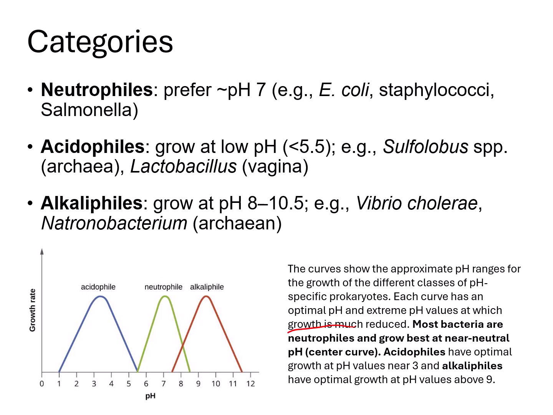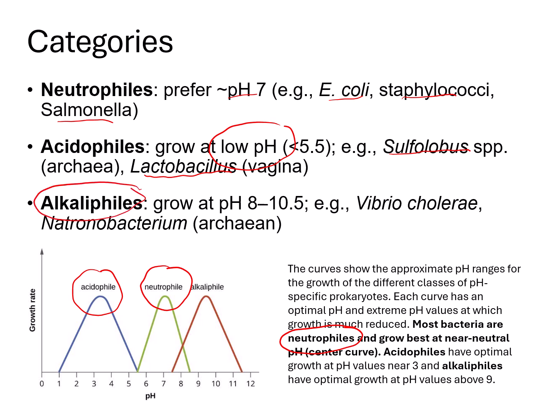Most bacteria are neutrophiles and prefer or grow best at a neutral pH. These include E. coli, Staphylococci, and Salmonella. Some bacteria are acidophiles. They grow best at a low pH, such as around pH 3, such as the Archaeon Cephalosphaera, or Lactobacillus that we find in acidic foods or even in the vagina. For alkalophiles, they grow best at a basic pH, and these include Vibrio cholerae or another Archaeon like Natronobacterium.